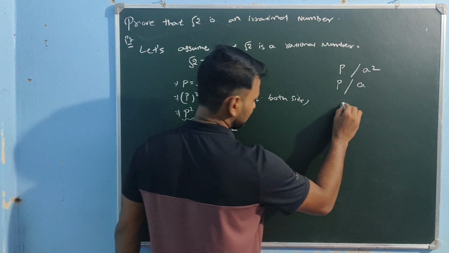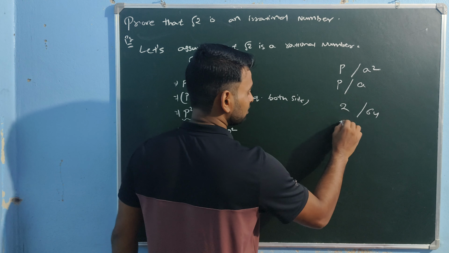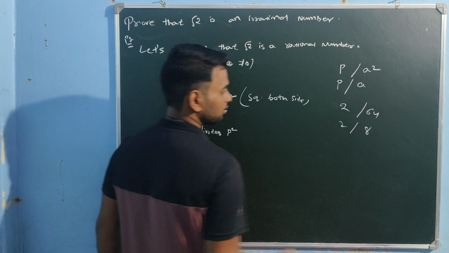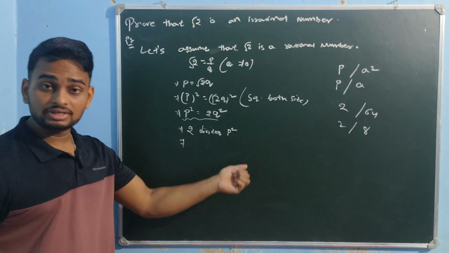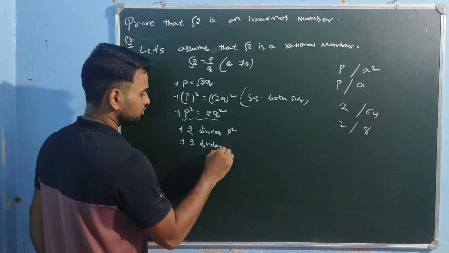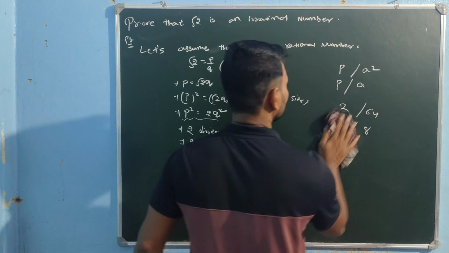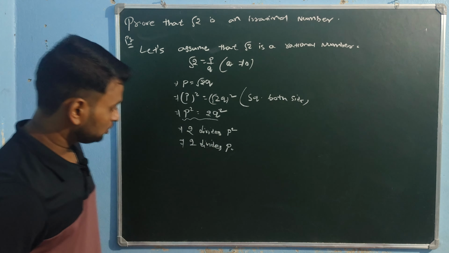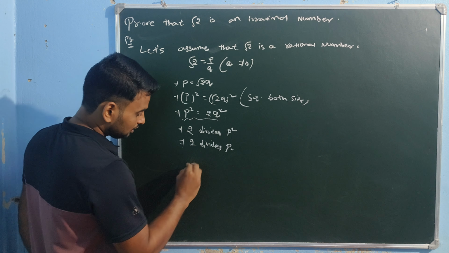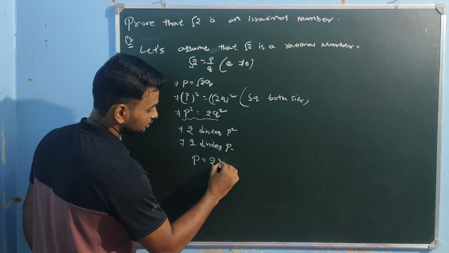That means if 2 is a prime and 2 divides 64, that implies 2 divides also 8. Clear? Similarly, if 2 divides p square, then 2 also divides p. So if 2 divides p, then I can write p is equal to 2 times something, r.